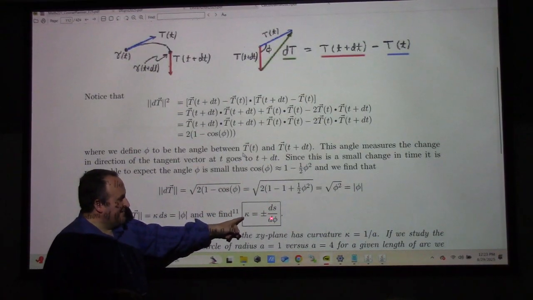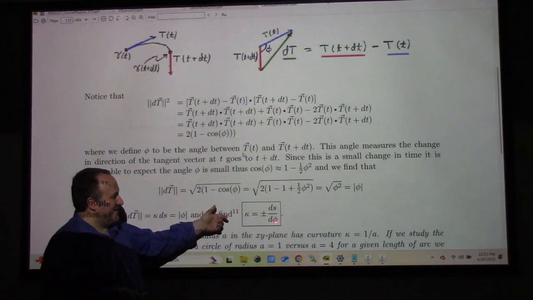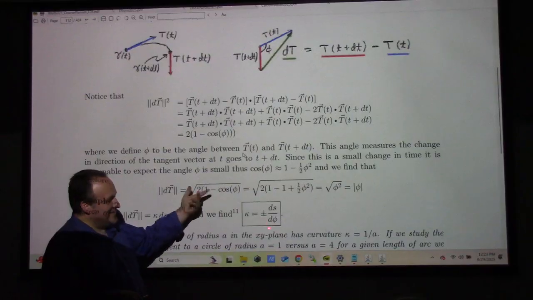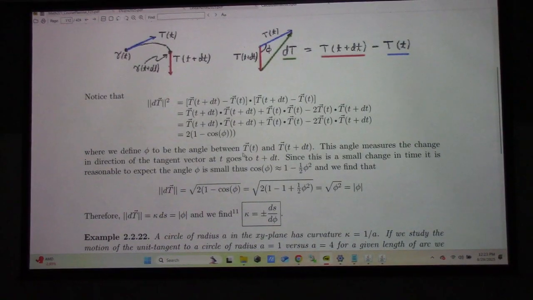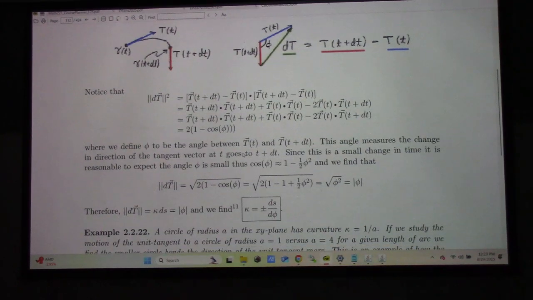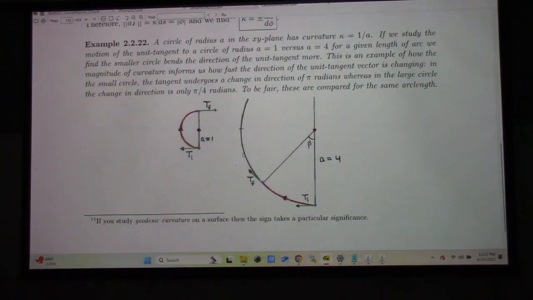Well, this is what it does. This is kind of backwards from what I want, right? I kind of want to say like d s d phi is 1 over the curvature. That's kind of more what my brain goes towards. Anyway, here are some pictures that sort of exemplify this.